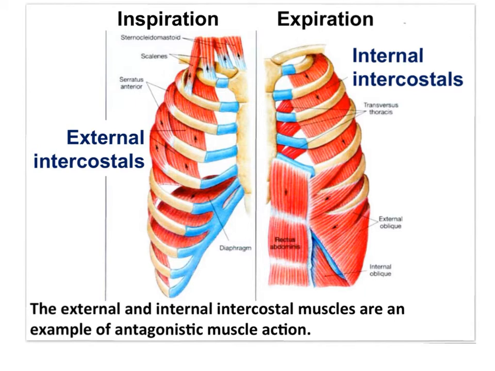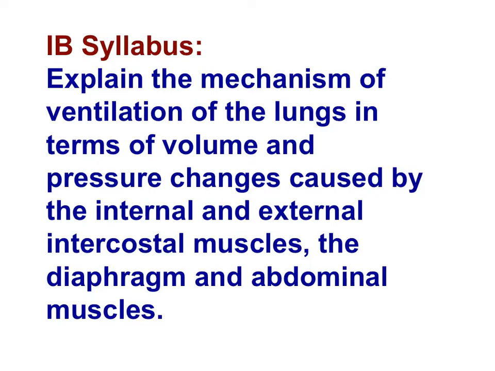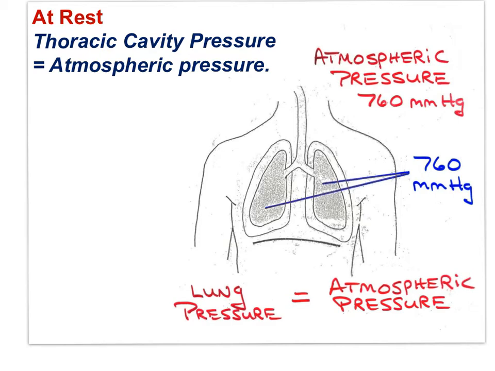Changing the volume of the thoracic cavity changes the pressure within. We'll be looking at this in the slides to come. So here we go on the explanation of the mechanism of ventilation of the lungs in terms of volume and pressure changes caused by the internal and external intercostal muscles, the diaphragm, and the abdominal muscles. Let's start our examination of the mechanism with images that show the ventilation system at rest. The pressure in the thoracic cavity is equal to atmospheric pressure. Thus, there is no movement of air in or out of the lungs.